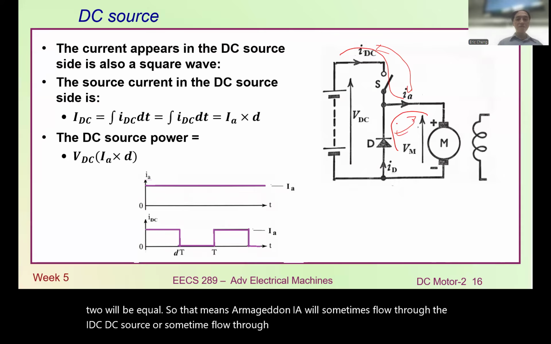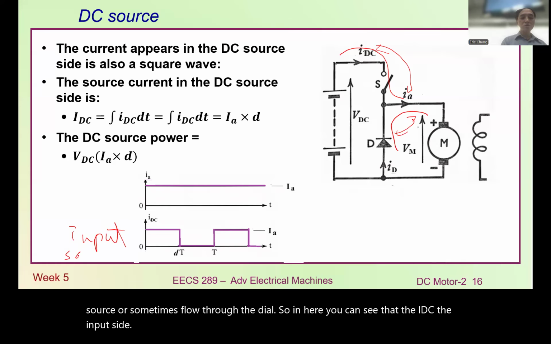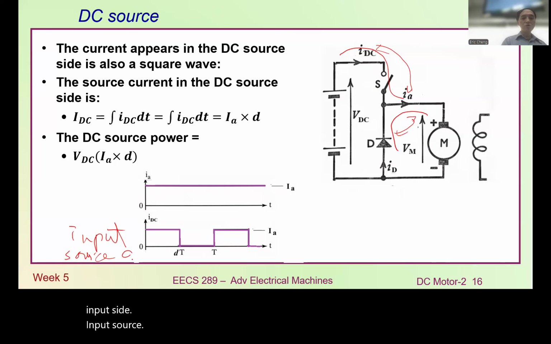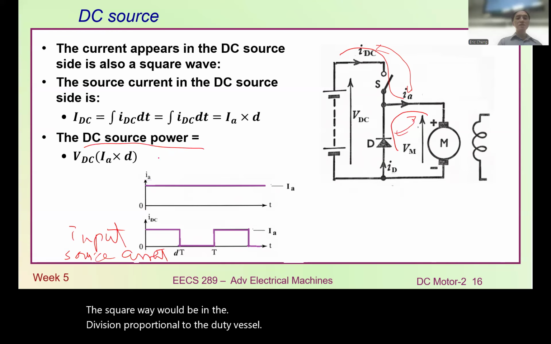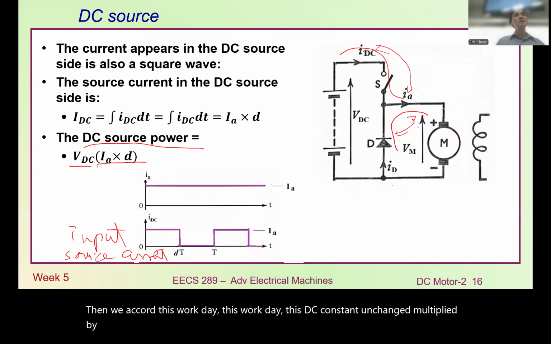So in here, you can see that the IDC, the input source current, will behave as a square wave. The square wave will have a duration proportional to the duty ratio. So the DC source power will be the DC voltage, which is constant and unchanged, multiplied by the current, which will be IA multiplied by duty ratio D. As simple as this, right? Any question?